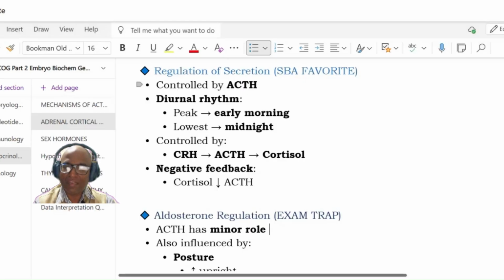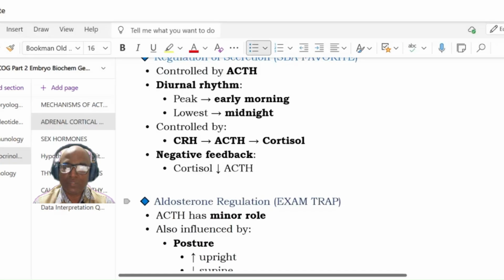There is a negative feedback. The cortisol which is secreted will inhibit at the pituitary level and reduce ACTH. It will also cause inhibition at the hypothalamic level and reduce CRH. That is the long loop mechanism. Now coming to the regulation of aldosterone. Adrenocortical hormones are mainly under the control of ACTH.